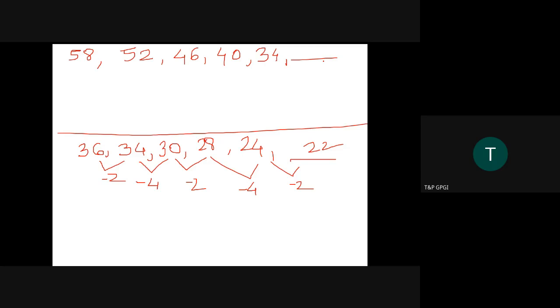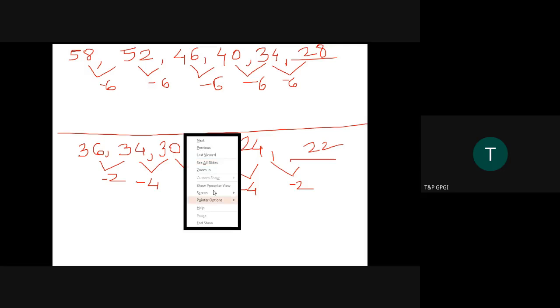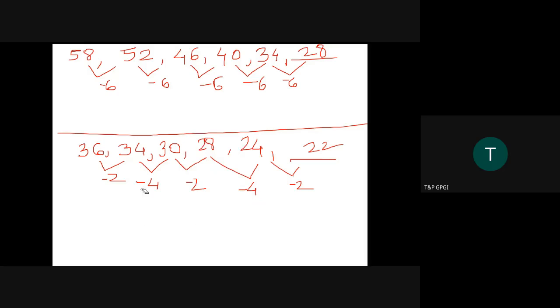So 58 minus 52, let's see. Minus 6, okay. 52 minus 6 again gives 46. So this is also very simple. If we keep subtracting 6, we'll get the next number. So maybe here also minus 6. So 34 minus 6 will give me 28. Okay. Now I'll give you a difficult question to solve.